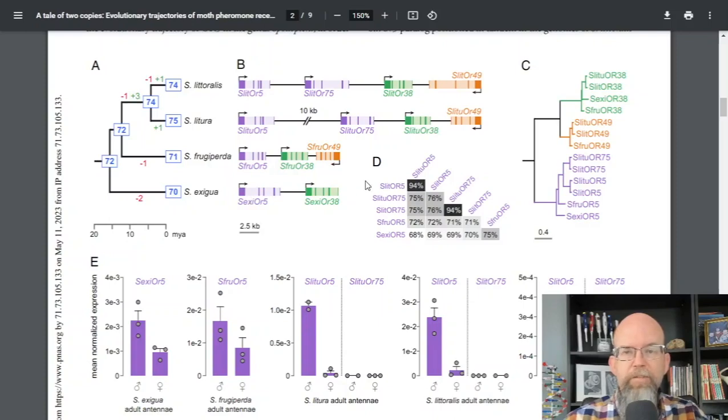Here we have the genome structure, called gene synteny analysis, a comparison of the order the genes are in, and also the distance between the different genes. So what we see is olfactory receptor number 5, and then a little farther downstream, olfactory receptor number 38. And if we look at this other species here, we see olfactory receptor 5, and then a little farther down, olfactory receptor number 38.